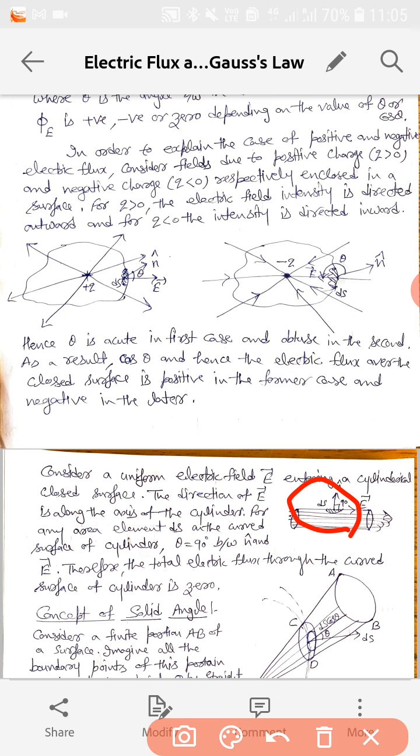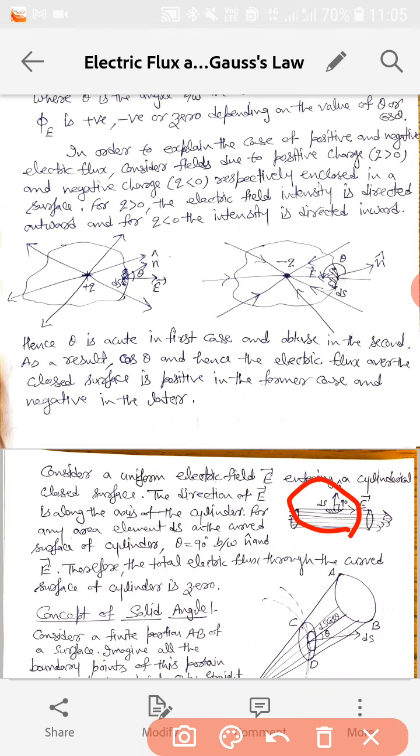So for this curved surface of this cylinder, the normal is outward, okay, and the electric field is along, say, the x-axis. So the angle between the area vector and the electric field is 90 degrees, okay, and because of that, when we calculate the flux through this curved surface, because the angle is 90, cos 90 is 0, so the electric flux through this curved surface will be 0, okay. So this is how we will calculate the electric flux, okay.